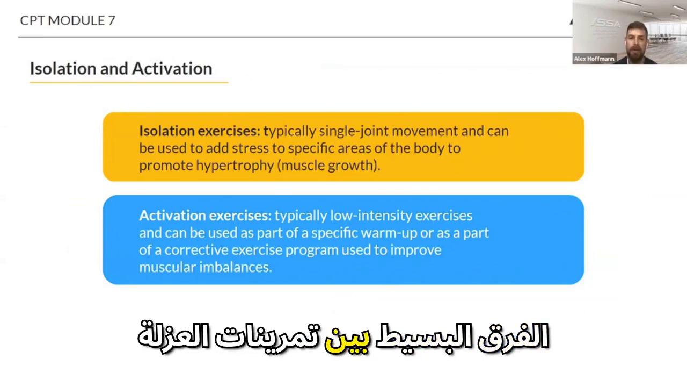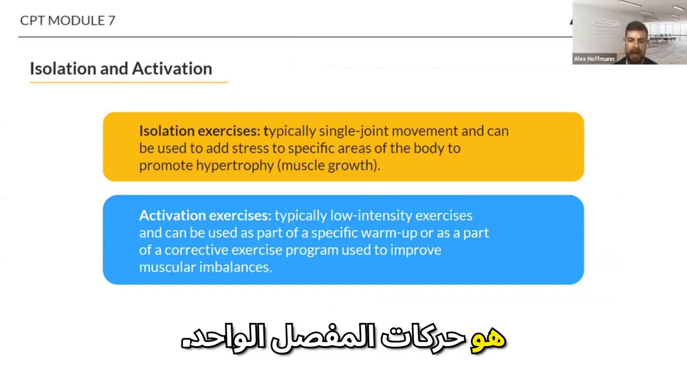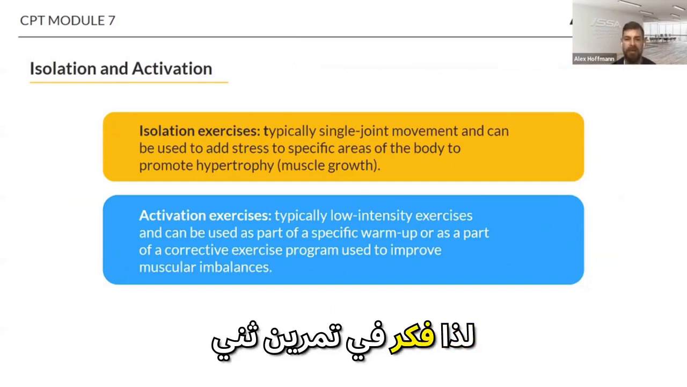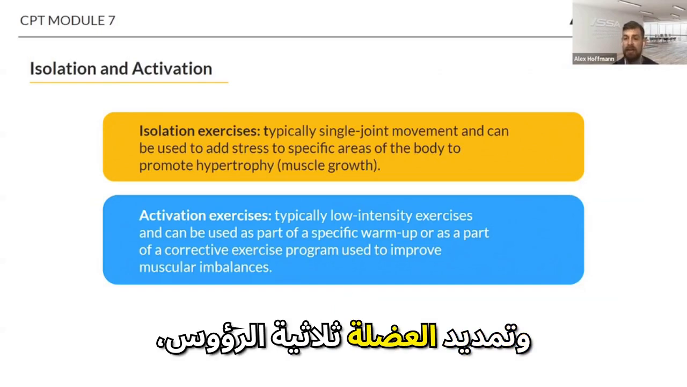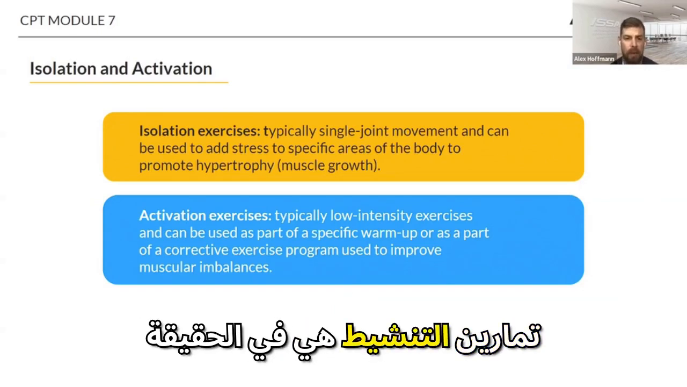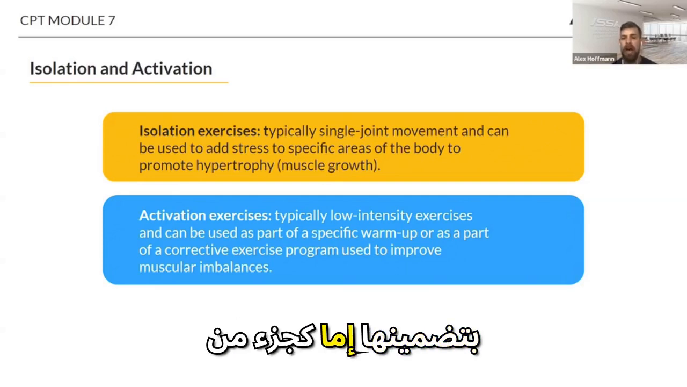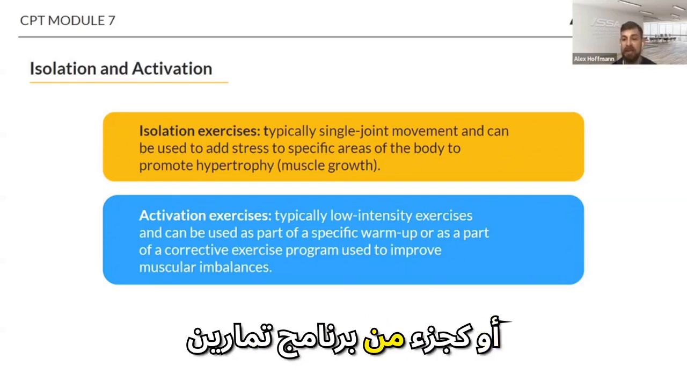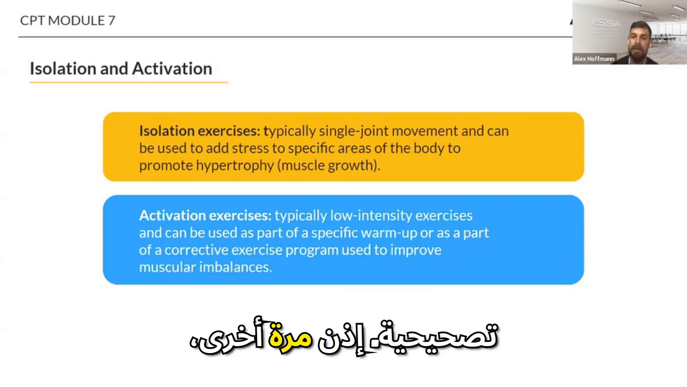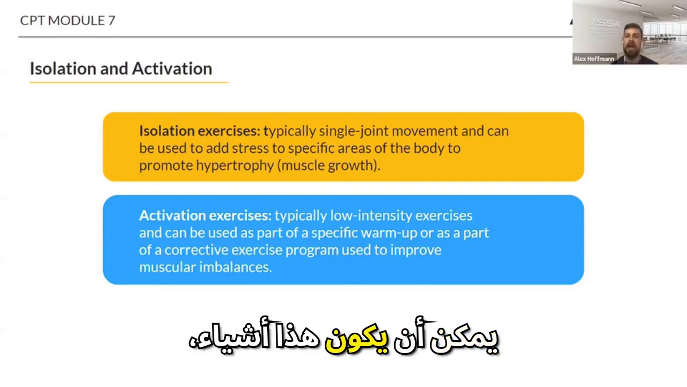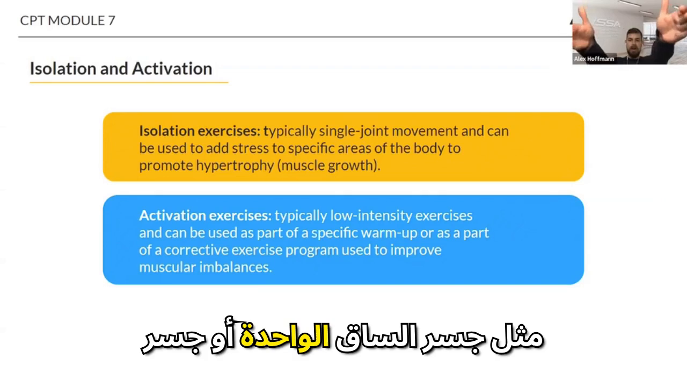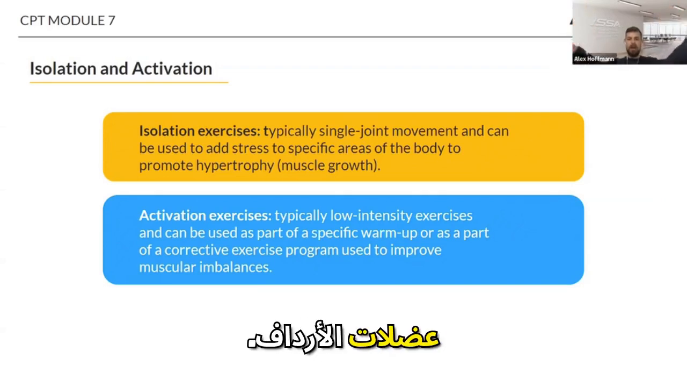So slight difference between the two. Isolation exercises are going to be our single joint movements. So think bicep curl, tricep extension, etc. Activation exercises are really low intensity exercises that we include either as part of a warm-up or as part of a corrective exercise program. So again, this could be things such as a single leg bridge or a double leg bridge to activate the muscles of our glutes.